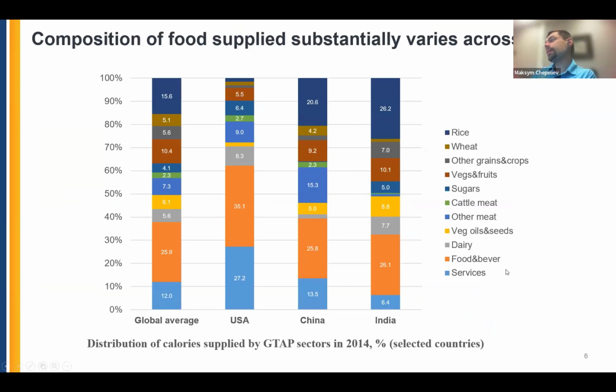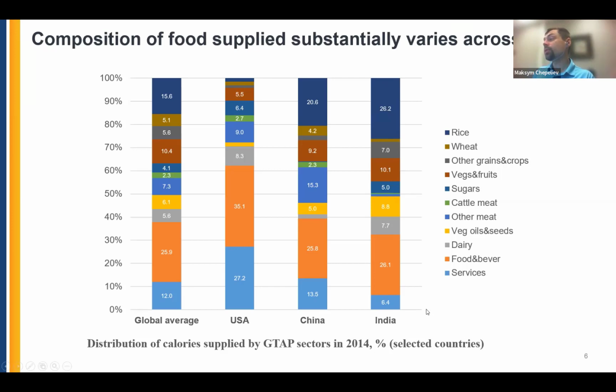Okay, so now we're moving to the part with an overview of the constructed database. So what we are observing with these data flows incorporated into GTAP. First, on this slide you can see a composition of food supply, and of course it largely varies across countries. So for instance, we can see that in the case of India, not surprisingly, the share of calories that are supplied by rice is 26%, while, for instance, in the US, the share is much lower and more is supplied by other grains, including wheat, other grain crops, and so on.